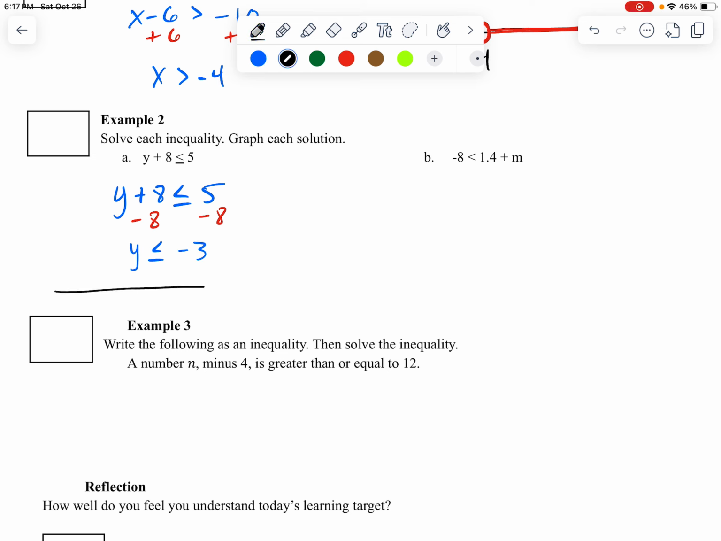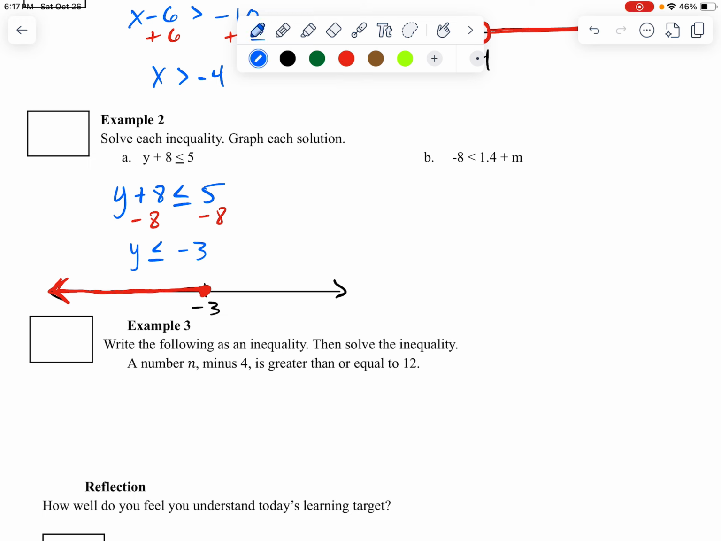So let me think about just space here. Got my number line. My key point there is -3. And if y is less than or equal to that, all the values less than -3 are to the left, and if it's equal, we're going to use a closed dot.